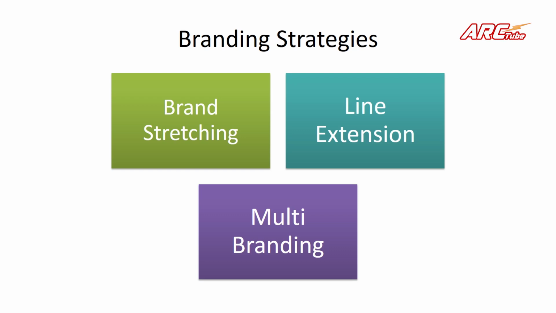Under line extension, you launch a new product closely related to the existing one. That's line extension. Lastly, multi-branding is having several brands in the same category, as many big organizations often have. Unilever, for example, has many toothpaste brands. So that's multi-branding.